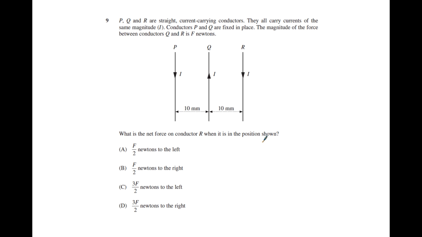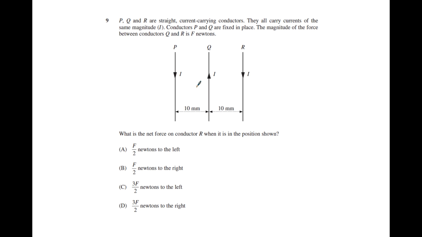Question number 9. P, Q and R are straight current carrying conductors. They all carry currents of the same magnitude, I. Conductors P and Q are now fixed in place and the magnitude of the force between conductors Q and R is F. What is the net force on the conductor R when it is in the position shown? Is it F over 2 to the left, F over 2 to the right, 3F over 2 to the left, or 3F over 2 to the right? Pause now.